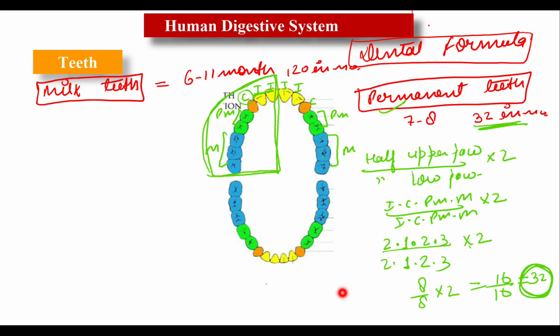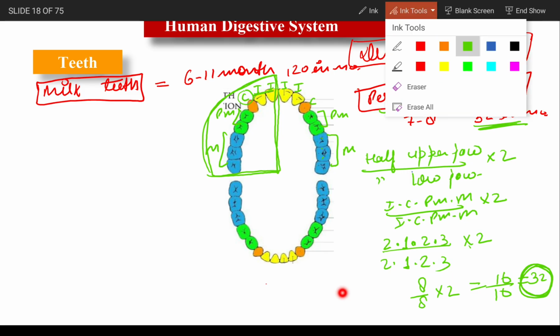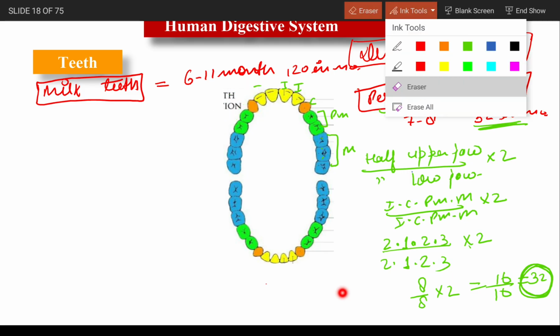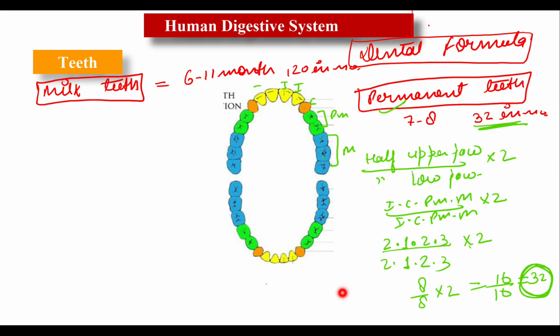32 in number. Okay, let's do the same thing with the milk teeth. Okay, milk teeth. So here I am going to erase this part and then I will tell you which teeth are not present in case of children. Yes, so the same formula will apply. Half of the upper jaw, this will.